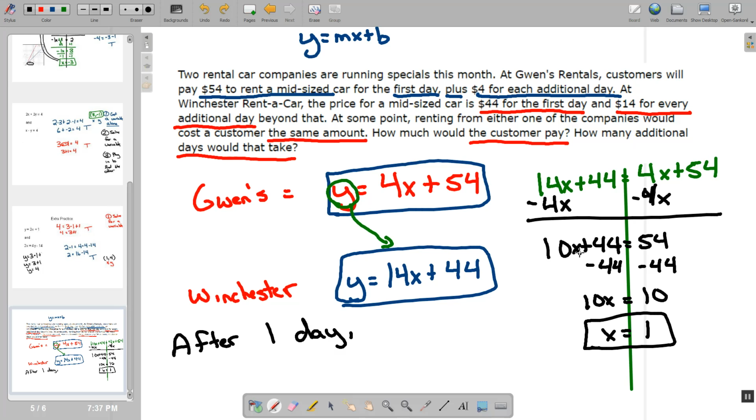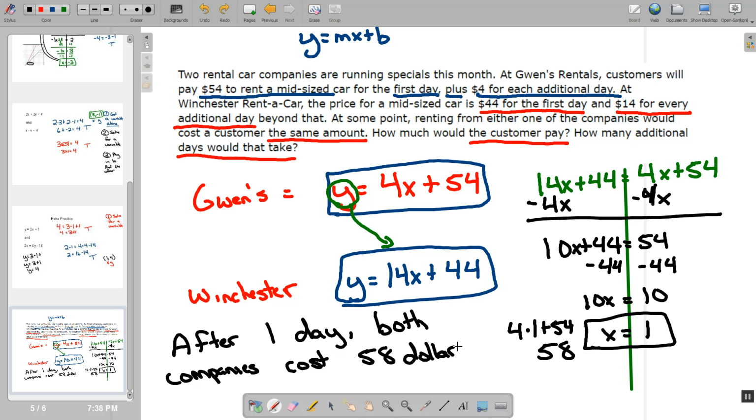we need to now know how much each company costs. So what I can do is plug x equals 1 into either equation. I'm going to plug it into Gwen's up here, which gives me 4 times 1 plus 54, which is 4 plus 54, which is 58. So after 1 day, both companies cost $58.